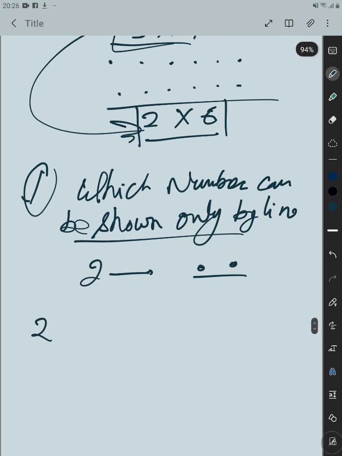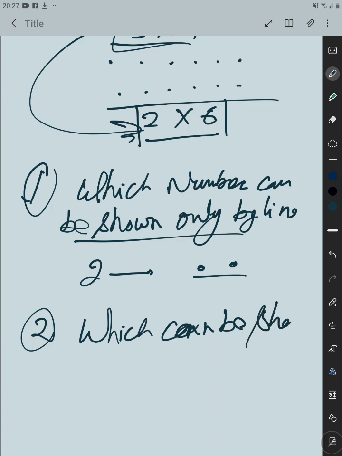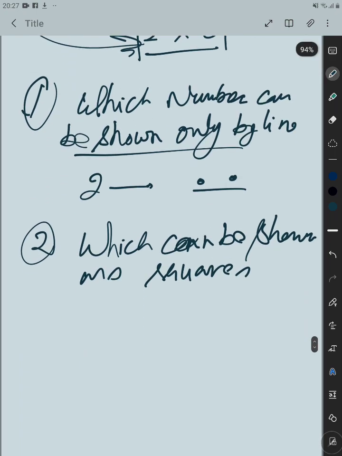The second question is there. Which whole number can be shown as squares? Okay, so we'll take the example of 4. So 4 is there, and there are other numbers also. This 9 is there, so 9 can also be represented as a square. So 4 we will write as 4.